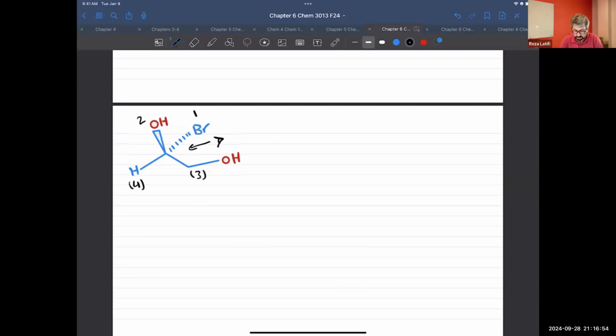If I look at it from this direction, I'm going to see OH on the top. And then on my right hand, I will see bromine. And on my left hand, I'm going to see carbon with OH. So we have OH here, we have bromine there, and here we have OH attached to carbon. Okay, number 1, 2, and that's going to be number 3. Okay, this is counterclockwise, so the configuration is going to be S configuration.